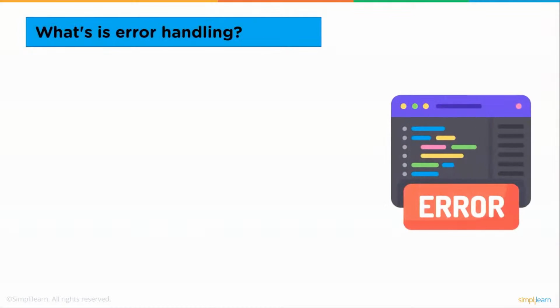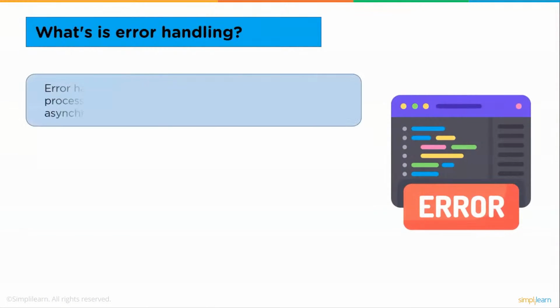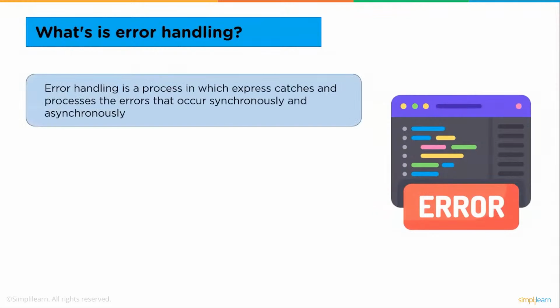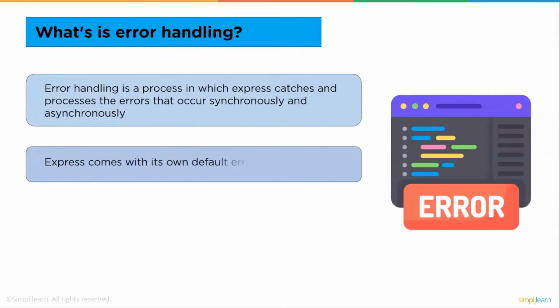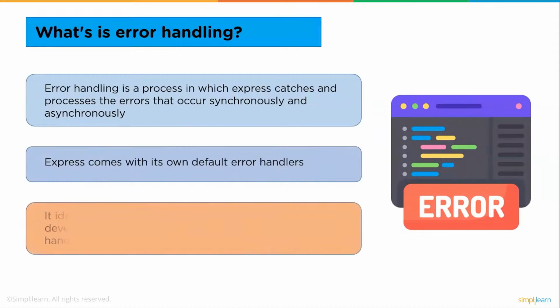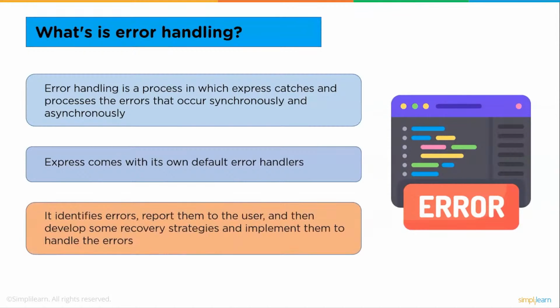What is error handling? Error handling is a process in which Express catches and processes errors that occur synchronously and asynchronously. Express comes with its own default error handlers. Simply, in error handling, the tasks are to identify errors, report them to the users, and then develop some recovery strategies and implement them to handle the errors. This whole process should not slow the overall processing time of the program. Now, how does error handling work in Express.js?